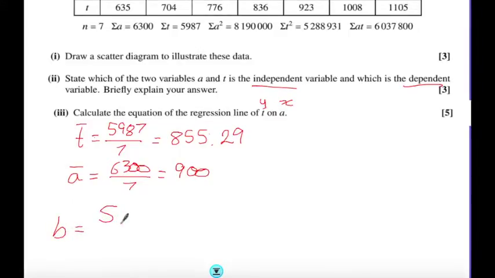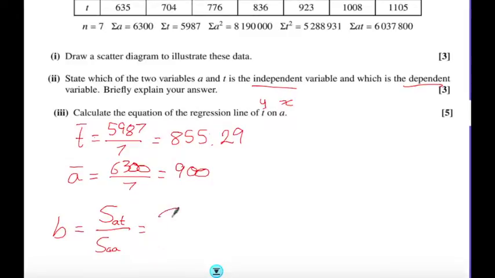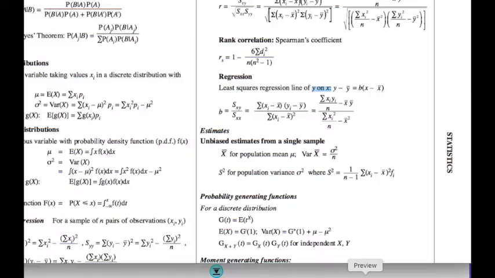Then we've got to work out B, which is essentially the gradient of our line, and that's going to be SXY, so in our case it's going to be SAT, over SXX. Now this is where you can make a mistake, so remember it's got to be the X one here, so ours is going to be SAA. Right, good. So we're going to have to use this form of the formula. So it's the sum of xy over n minus x bar y bar. So in our case, it's going to be the sum of at over n minus a bar t bar.